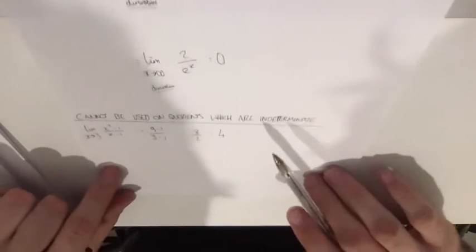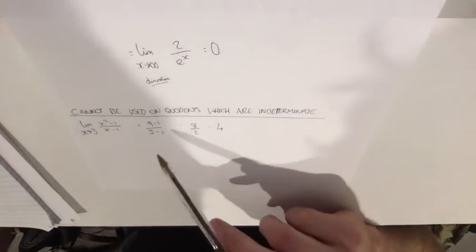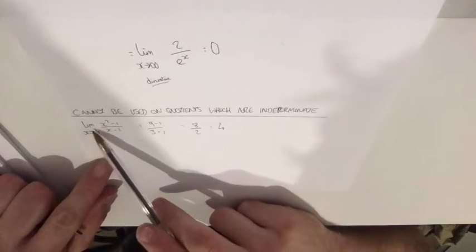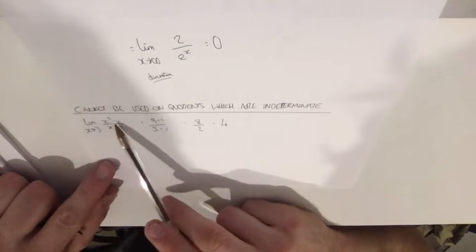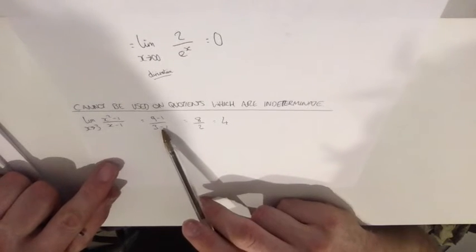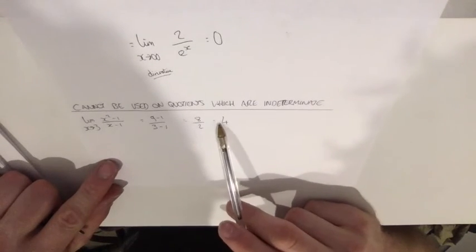And then finally, just to reiterate, L'Hopital's rule cannot be used on quotients which are not indeterminate. So for example here, as x approaches 3, x squared minus 1 over x minus 1 gives us 9 minus 1 over 3 minus 1, which is 8 over 2, which equals 4.